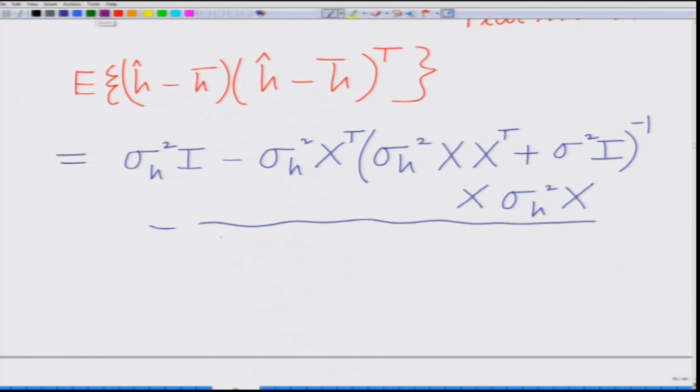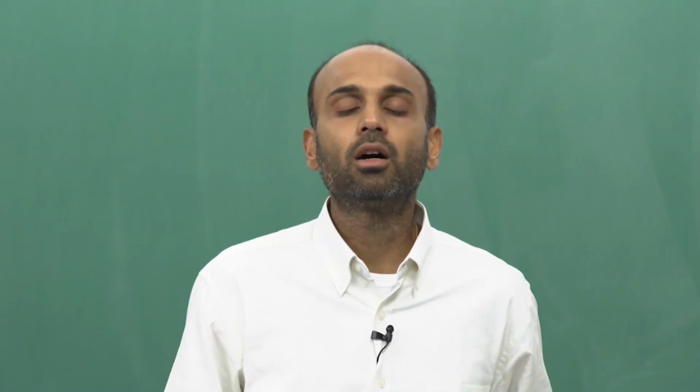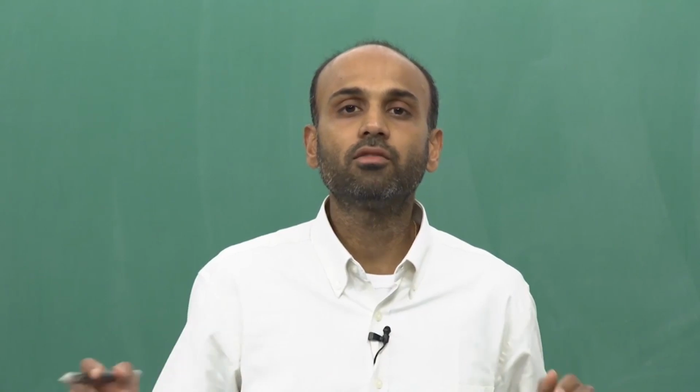This is the initial expression for the error covariance matrix. And remember, H is an M dimensional parameter vector, so naturally this will be an M cross M error covariance matrix. What we are going to do now is simplify this expression for the error covariance matrix and get it into a nice compact form.